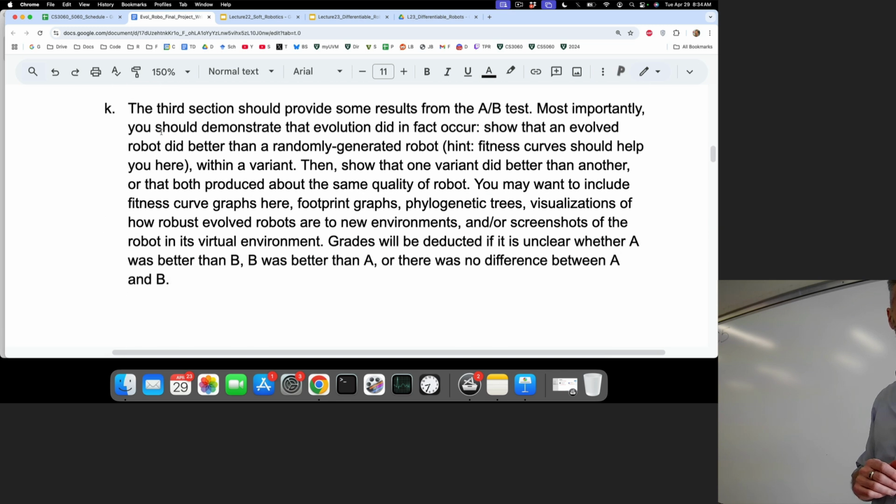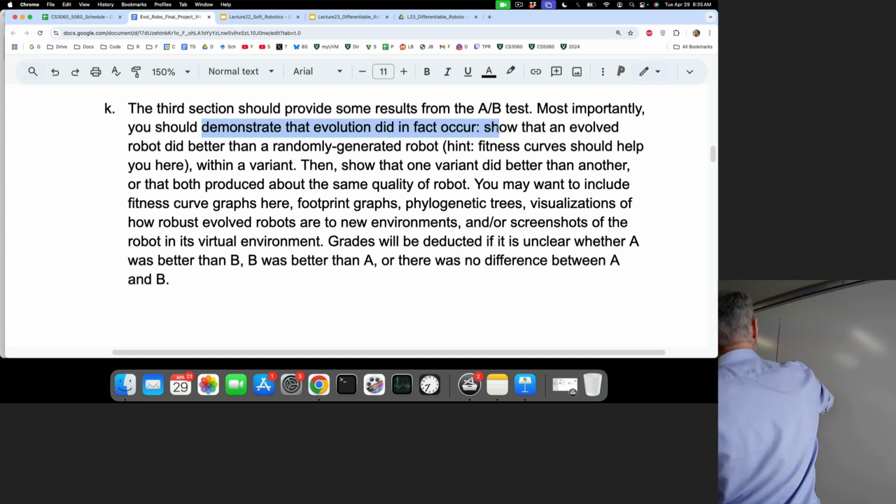Okay, third section, arguably the most important one. We now know what you did from page 1, how you went about doing it in page 2. Page 3 is what did you get as a result? Provide some results from the A/B test. We're looking for 2 things. First of all, did evolution actually occur?